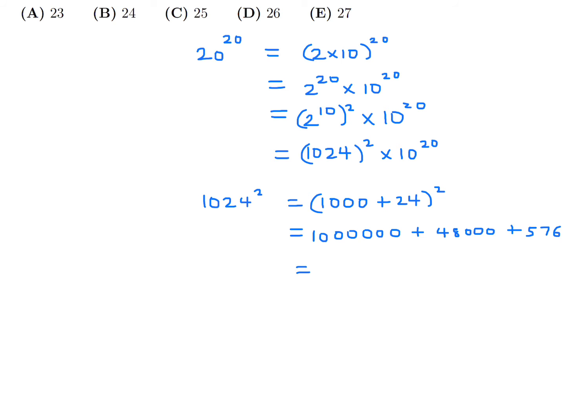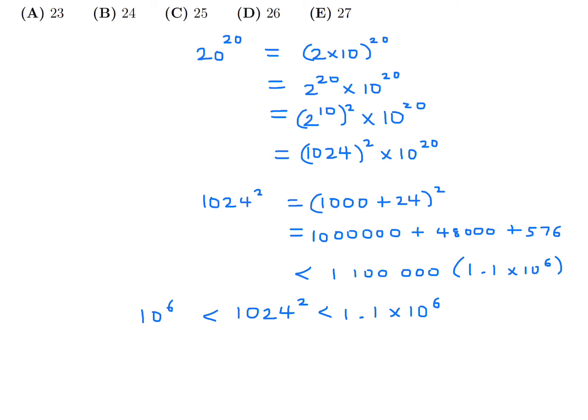So this obviously looks like it's less than 1,100,000. That's pretty decent, I think. And that 1,100,000 is basically 1.1 times 10 to the power 6. Okay, so that basically means that this 2 to the 10 squared is less than 1.1 times 10 to the power 6, and it's greater than 1 million, which is 10 to the power 6. I'm just getting a range for it.